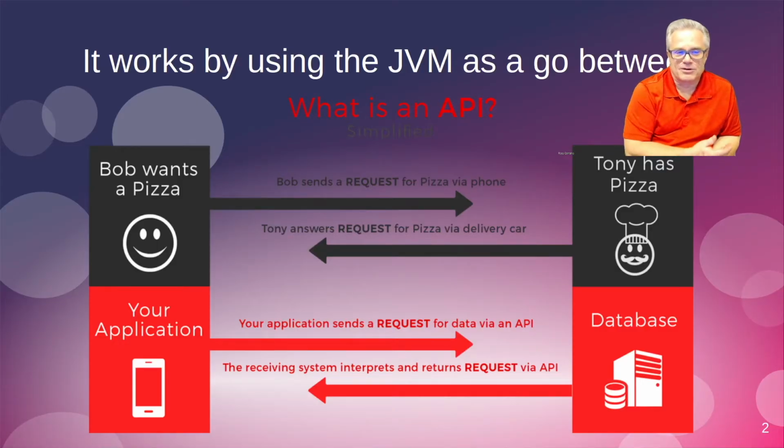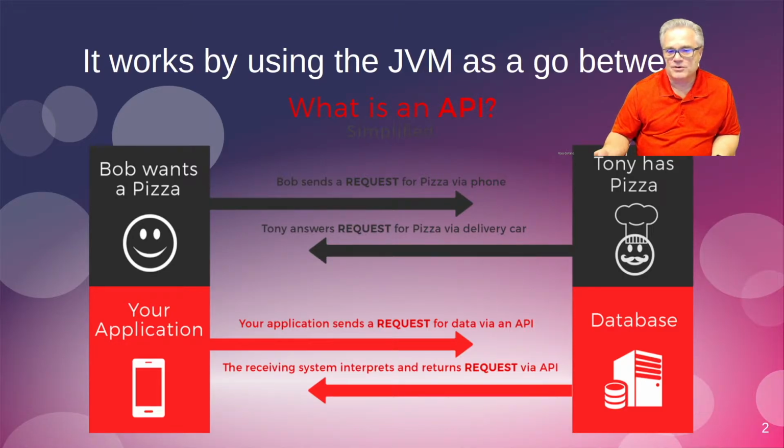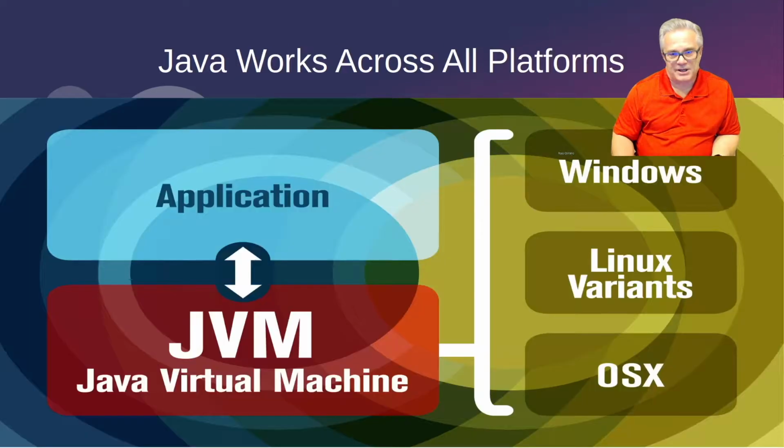So it's kind of like calling for pizza. If you want a pizza, you make a phone call to the pizza place. The guy there has pizzas. He makes the pizza and he brings it out to you. Well, the Java virtual machine works the same way. Your computer makes a call to the Java virtual machine. It goes into your computer operating system, gets the data that you want, and relays it back to your application.